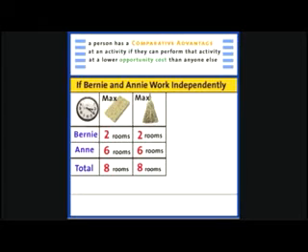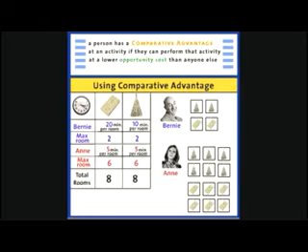And this is where we come to the concept of comparative advantage. Here we have Bernie, and here we have Ann. Next to each of our players, we have their present production pattern. Bernie is sweeping 2 rooms and scrubbing 2 rooms. Ann is sweeping 6 rooms and scrubbing 6 rooms. Now, we're ready to introduce the concept of comparative advantage.